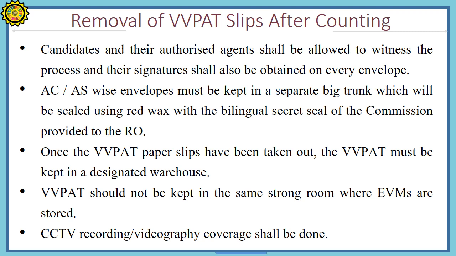Candidates and their authorized agents shall be allowed to witness the process, and their signature shall also be obtained on every envelope. Assembly constituency, assembly segment-wise envelopes must be kept in a separate big trunk, which will be sealed using red wax with the bilingual secret seal of the Commission provided to the RO.